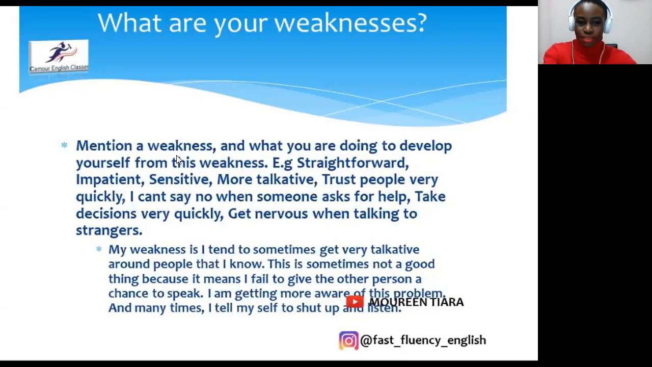So that's why you mention a weakness and a solution to it. And some of the examples I wrote, so let's read the slide. Mention a weakness and what you're doing to develop yourself from this weakness. For example, being straightforward. Being straightforward shouldn't be a weakness. Like, people should be honest, but sometimes being straightforward is not very good. There is another thing, being impatient. This is a weakness. Straight away, it's a weakness.